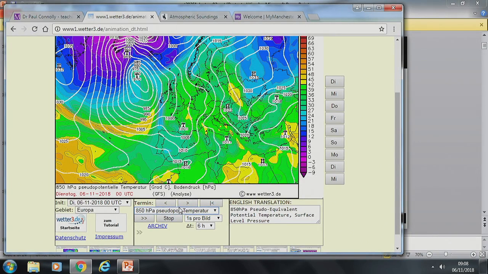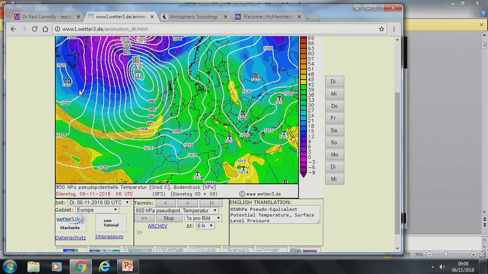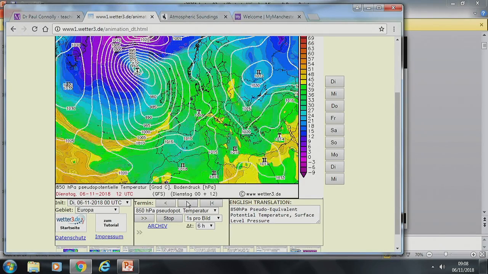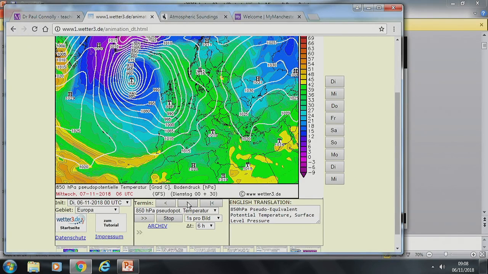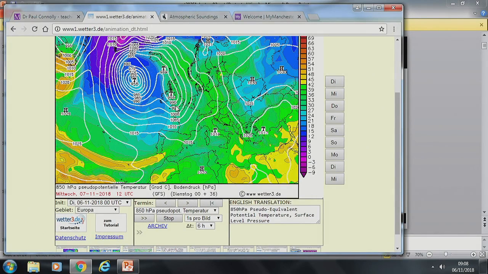So over the next few days, what we'll see is basically a cold front. It's the boundary between this warm air and this cold air, and that cold front, as it moves past the UK, will bring a band of precipitation. So by Wednesday evening, I think it is, that's when you'll start to see some precipitation, around about 8 o'clock or 9 o'clock, maybe a little bit sooner. So this is 12 UTC on Mittwoch, which is Wednesday in German. Okay, so we should see some precipitation there.